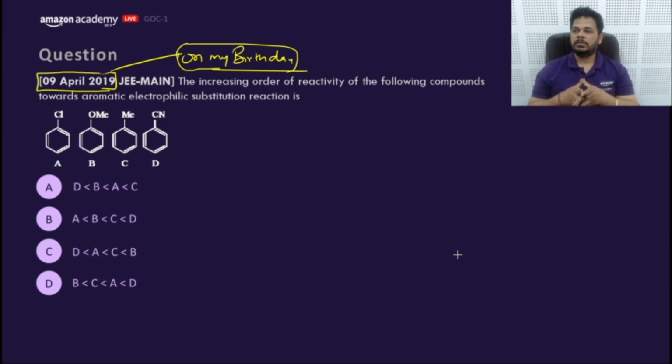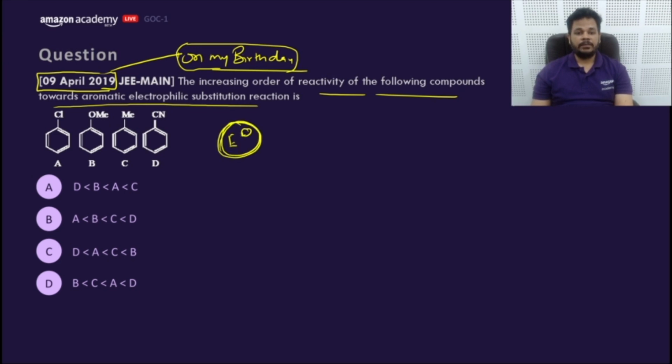Subject change. The increasing order of reactivity of the following compounds towards electrophilic aromatic substitution. The ring which has the highest electron density, the electrophile will attack that ring at the fastest rate. What would be the answer? KS says C, AG says C, JB says C. Okay. Chirag says C, TP says C.